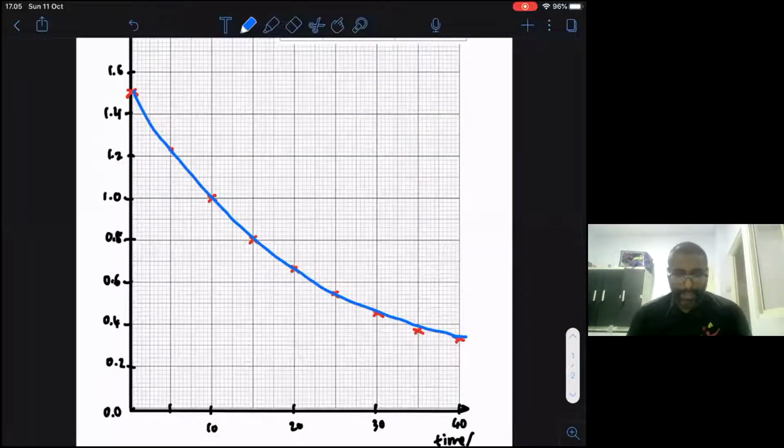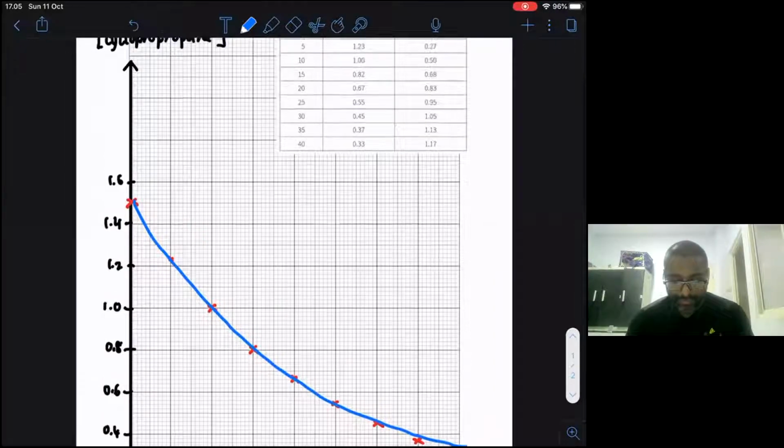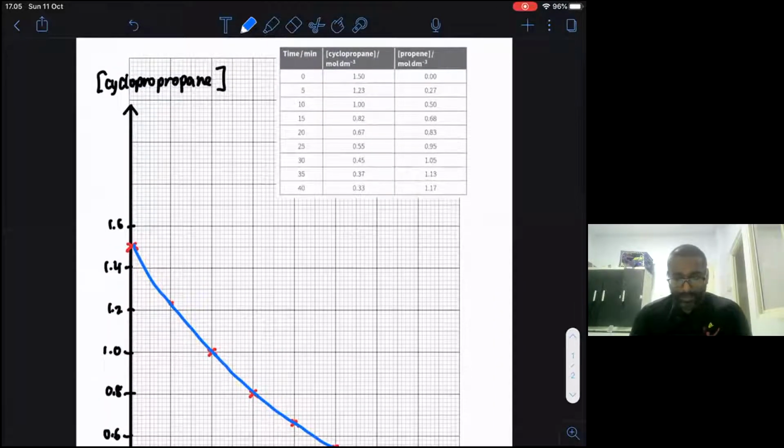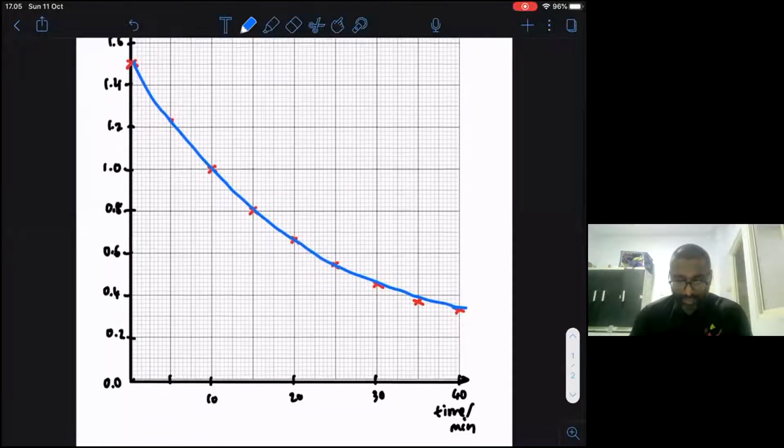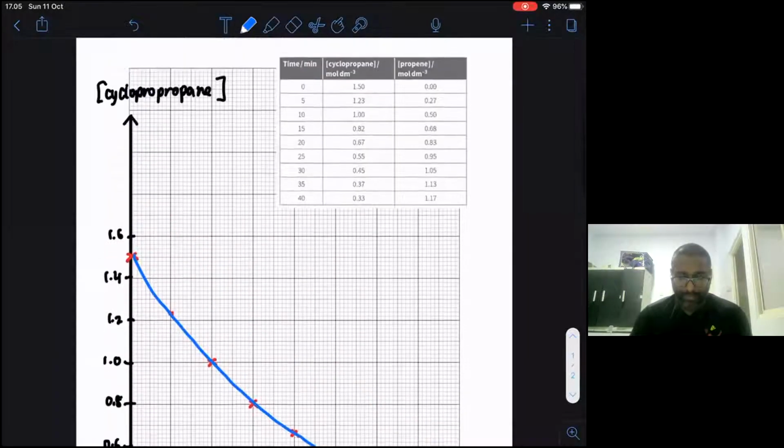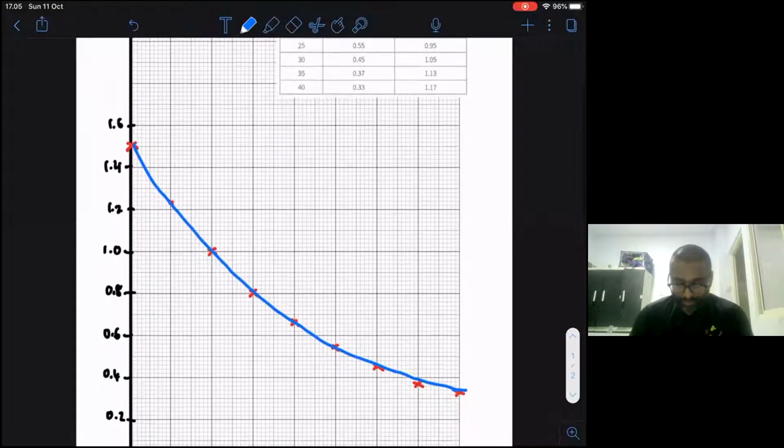Today we will learn about graphs. If you look at a reaction rate graph, I have plotted this graph for you. This is the graph of concentration against time for cyclopropane.